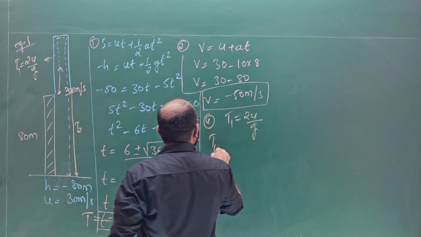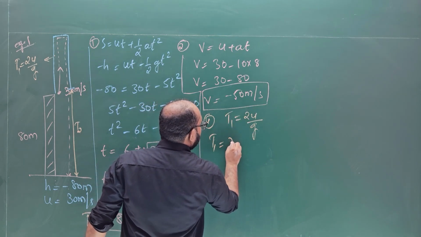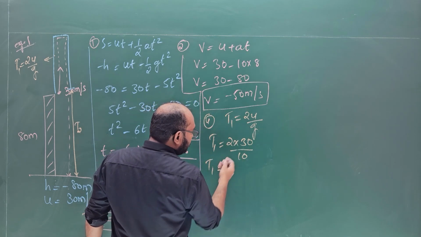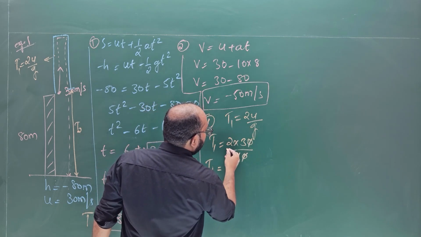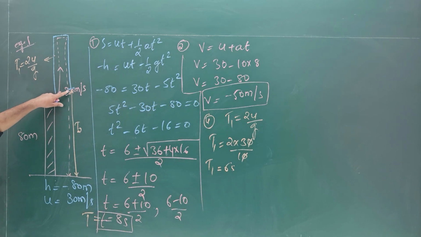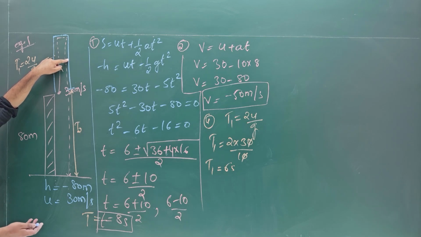So T1 is equal to, u is what? 30. So 2 into 30 divided by 10, that is T1 is equal to how much? 6 seconds. Okay. Now this time should be 2 seconds. When the object is at this point, that means 0, what is the velocity? 30. Why? Because it is being thrown with 30. Obviously, it will come back at the same speed. If the velocity at this point is 20, obviously at this point it is also 20. Yes or no? Yesterday we learned that only.